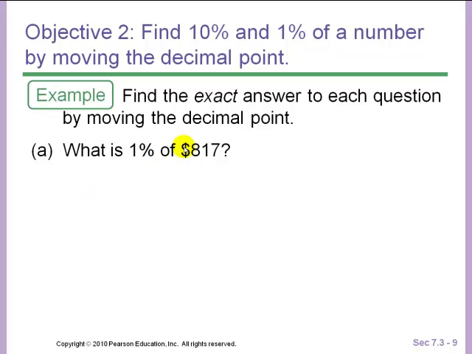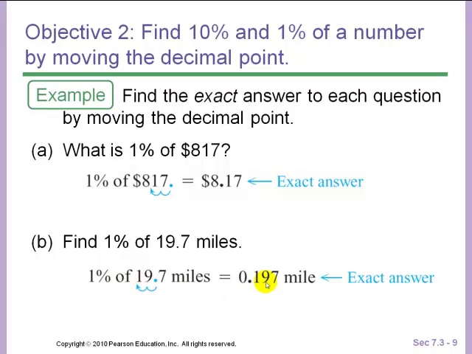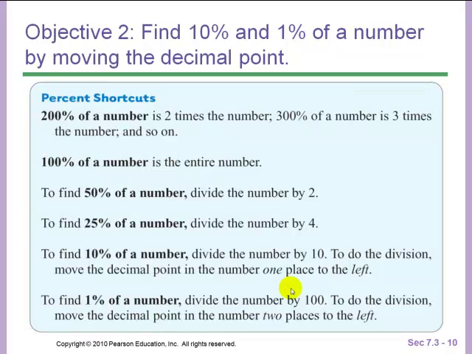What is 1% of 817? Again, the decimal point is after the ones place, so at the end of the number. Now we're going to move it 2 places to the left and get $8.17. Find 1% of 19.7 miles, move the decimal 2 places to the left, and the answer is 0.197 miles. Again, these are exact answers. These are not estimates. This is exactly what 1% of each of these numbers is.